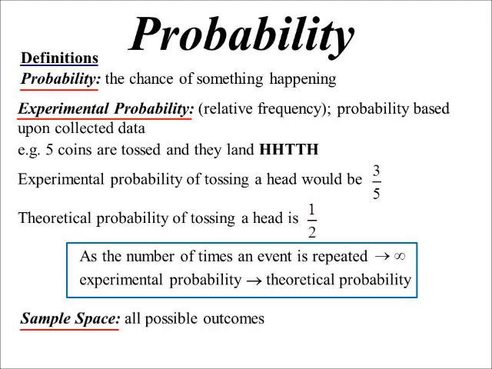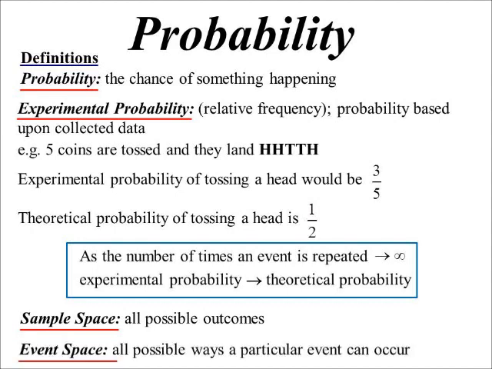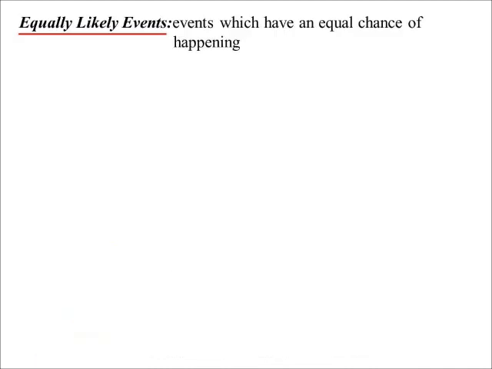Sample space. Well, that's all the possible outcomes. Another way of thinking about it is a set of outcomes. The event space then is just the outcomes where a particular event can occur, so it would be a subset of the sample space. Equally likely events, as the name suggests, are events that have an equal chance of happening. Tossing a coin would be a good example of that.